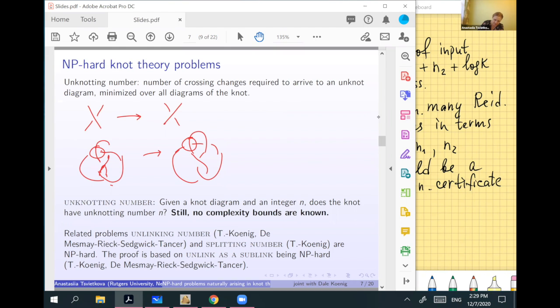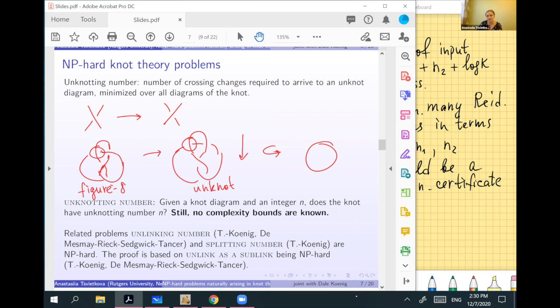And here you see this is the figure 8. And this is the unknot. You just pull this down and then you untwist things, so we'll get a diagram of a circle. And what this means is that the unknotting number of the figure 8 is 1. So you can do just one crossing change and unknot the figure 8. However, the definition of unknotting number says that this is the number of crossing changes required to arrive at an unknot diagram, minimized over all diagrams of the knot.